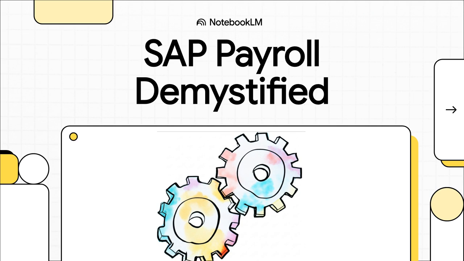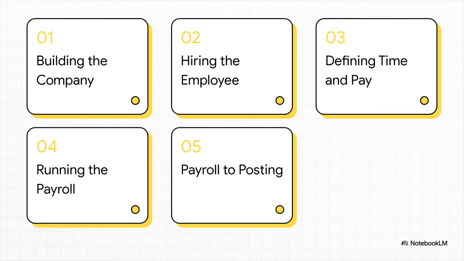We're going to follow the digital journey of one employee from day one all the way to that first paycheck and make this whole thing make sense. So here's our game plan. First, we'll build a digital version of the company. Then, we'll hire our employee into that structure. After that, we'll define when they work and what they get paid. Then comes the main event, running the payroll. And finally, we'll see how that information gets over to the finance team. It's a really logical flow, and by the end, it's all going to click.